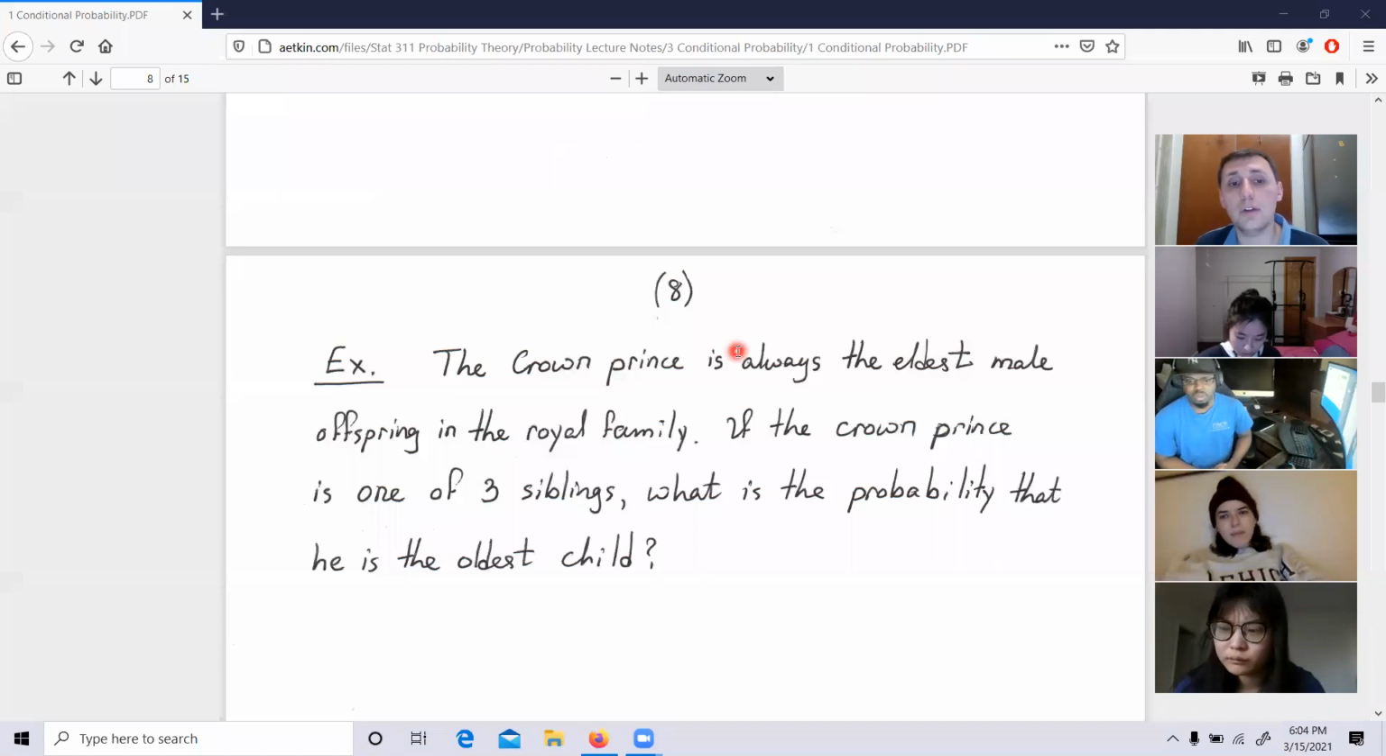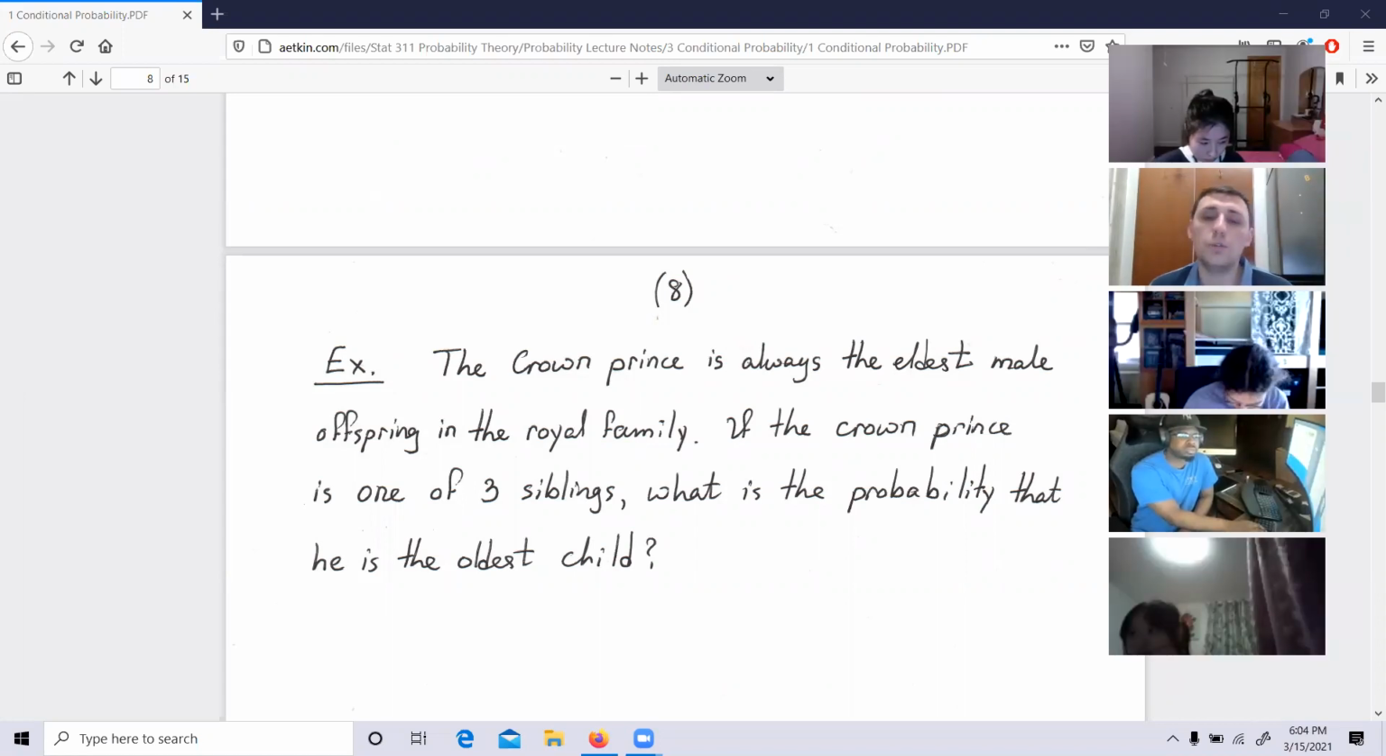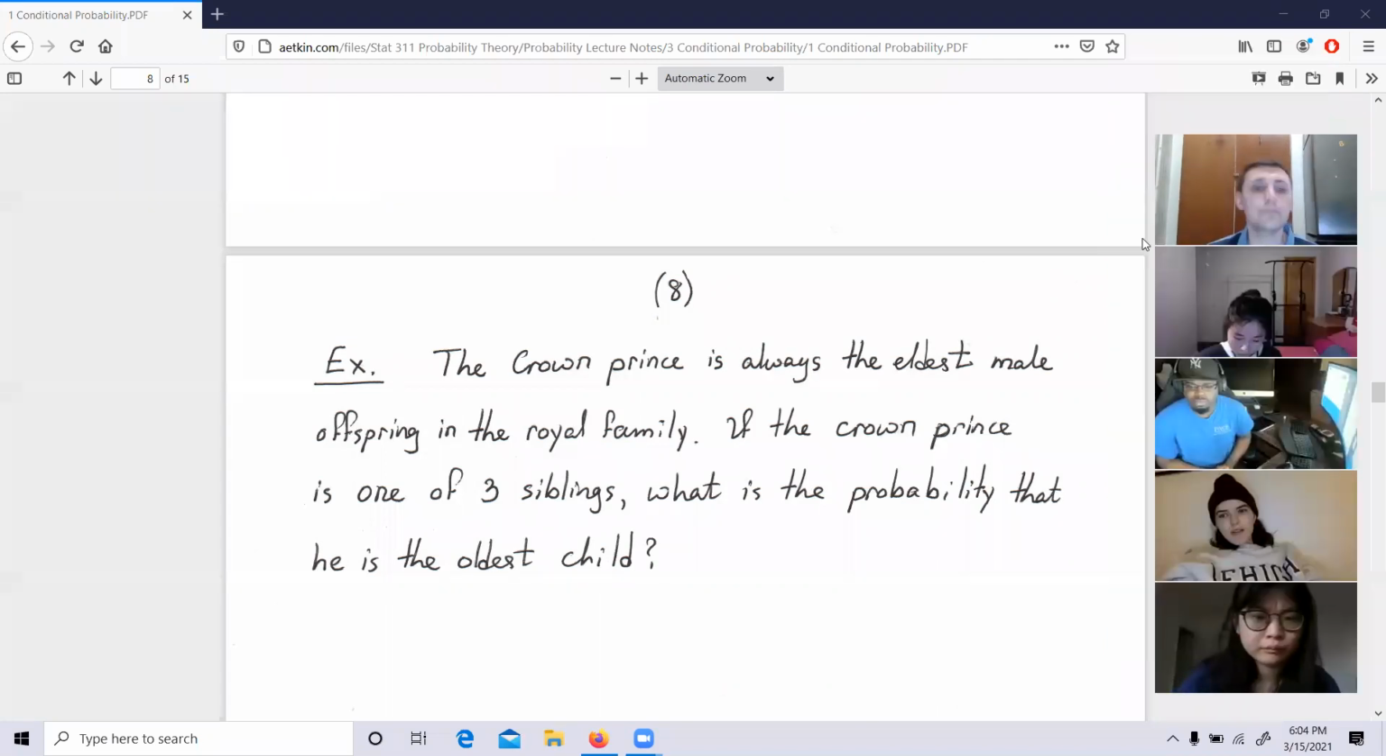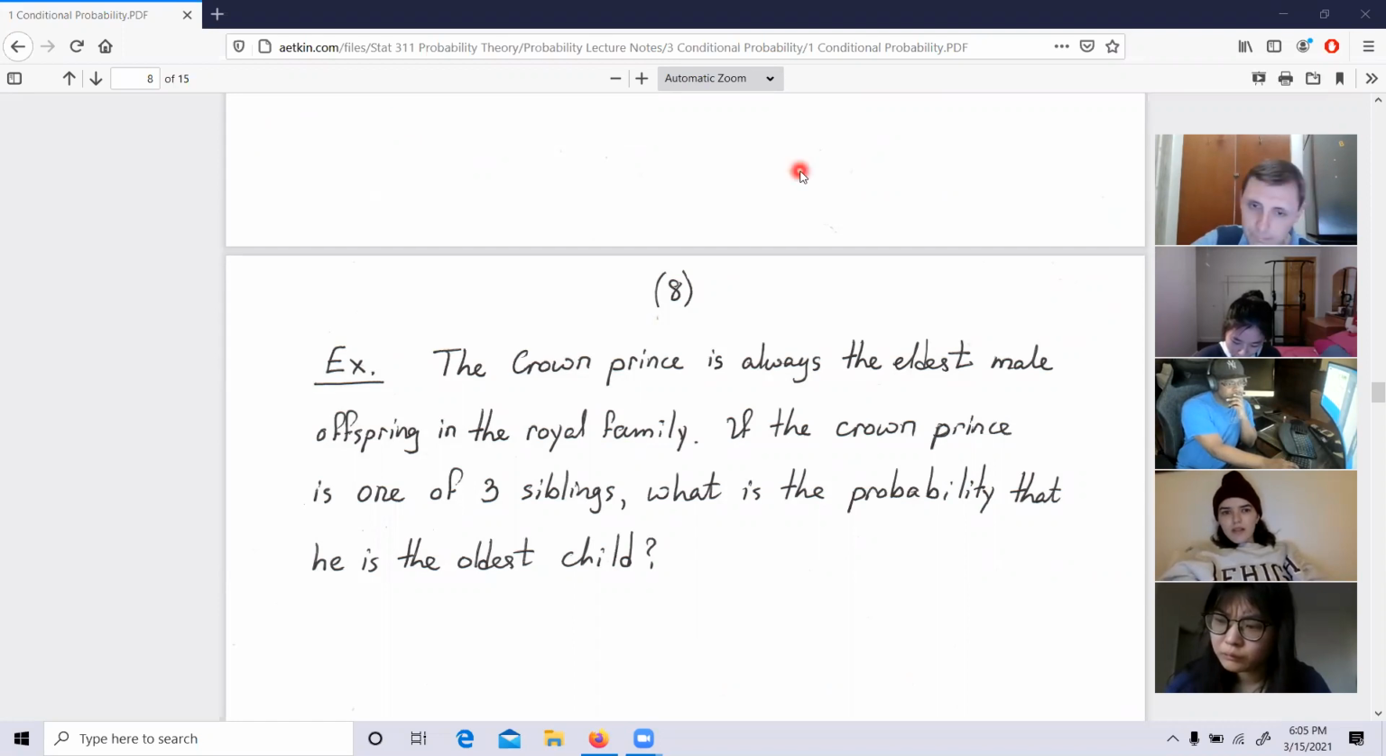If the crown prince is one of 3 siblings, what is the probability that he is the oldest child? You understand? So the crown prince is the oldest male, but what's the probability he is the oldest child altogether? We know that he has 3 siblings. Sorry, not that; he is one of 3 siblings, so he has 2 siblings. Good.